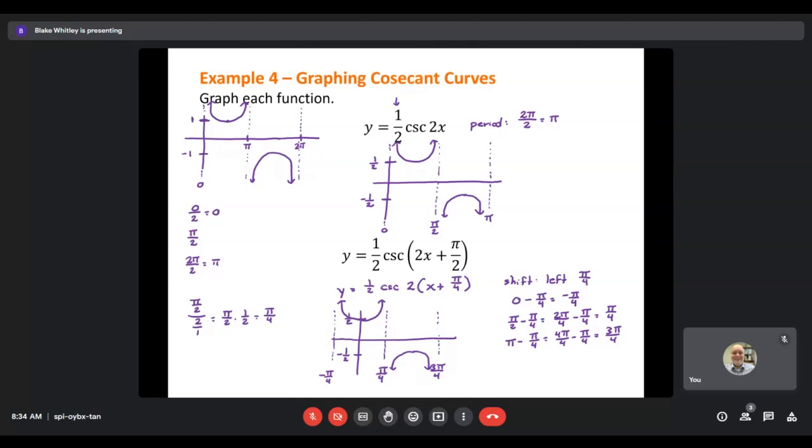Again, always start with your parent function for cosecant and secant. Just make sure you know where the asymptotes are, what those values are along the y-axis, and then whether the u's are opening up or down between each of your asymptotes. From there, we can adjust the period, and then if you have a shift, once you've adjusted the period, we just adjust those asymptotes based off of that shift.